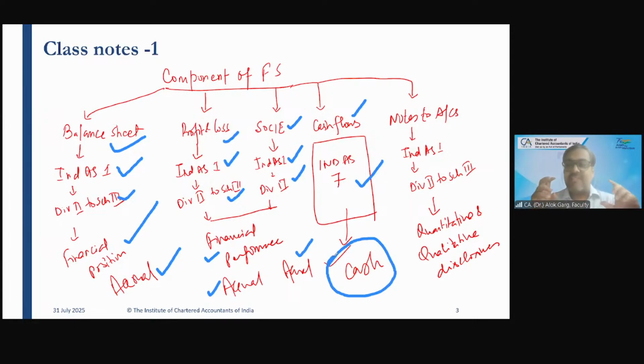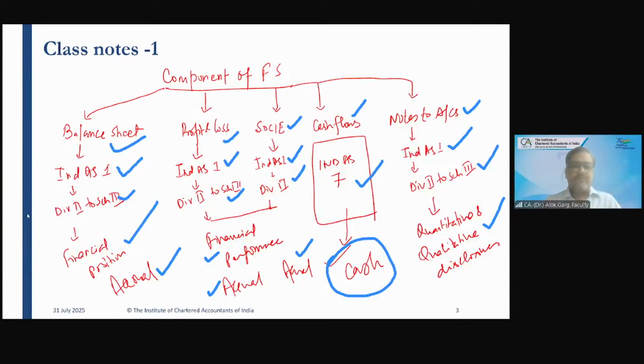In a statement of cash flows, you are recording the movement in the cash flows, means when cash is going out and when cash is coming in. So you are recording those cash flows and you are reconciling them with the closing cash and cash equivalents. Then there is notes to accounts, and these notes to accounts are as per Ind AS 1, right? So guidance is given under Ind AS 1, and Division 2 to Schedule 3 also provides the guidance on notes to accounts, and other Ind AS also provide the guidance on the notes to accounts. And notes to accounts give your quantitative and qualitative disclosures. So this was on the components of the financial statement.